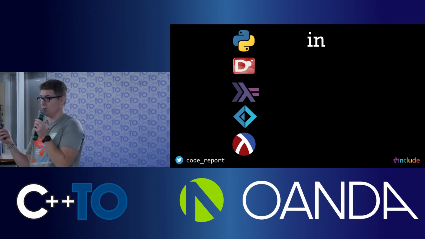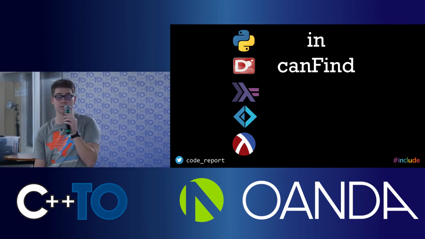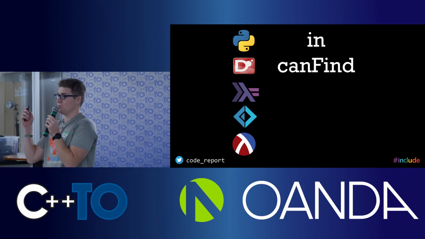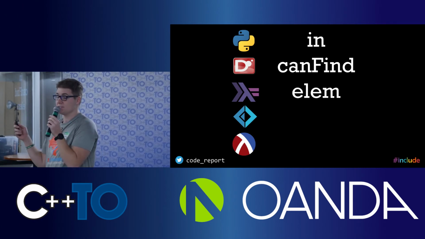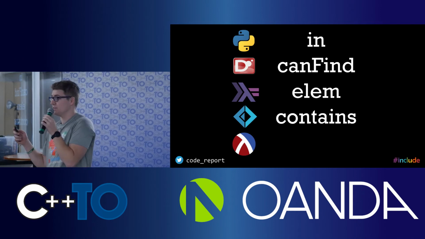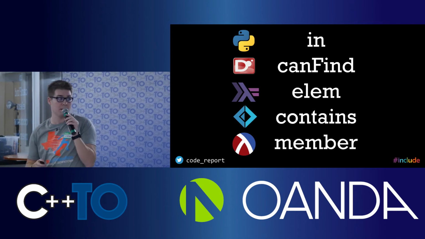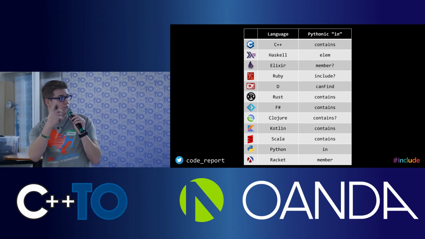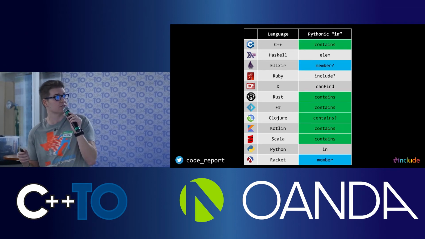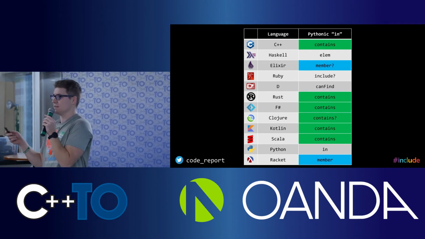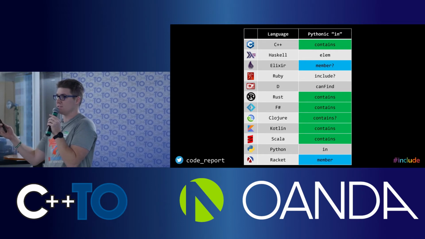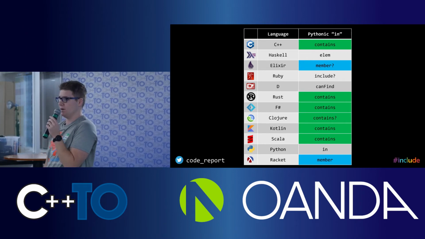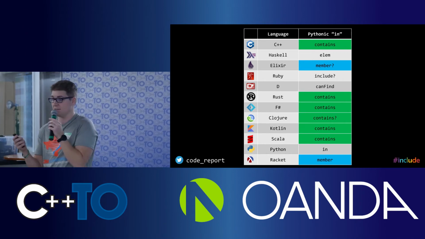In D, we call this canFind. I think this is a really bad name. In Haskell, we call this elem, which is short for element. In F#, that's the logo there, we call this contains. I think that's a really good name. And in Racket, we call this member. If we take a look across 12 different languages and then highlight them, you can see that in most languages we call this contains. And if you're following standard C++20, on a couple of our associative containers, we are going to get the method, not an algorithm but a data structure method, called contains, so I think that's great.